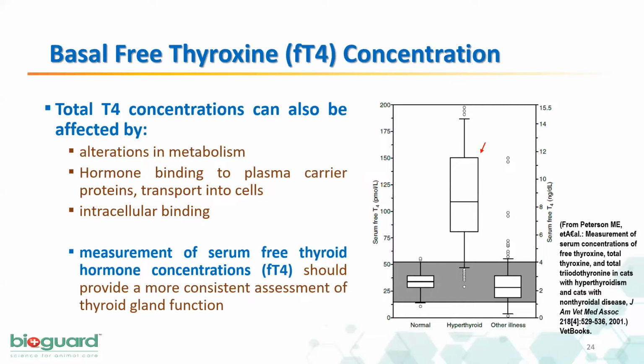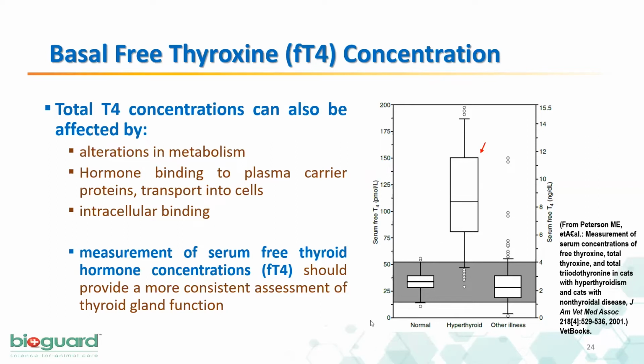First of all, why does free T4 concentration give more relevant results than total T4? Total T4 can be altered because of the metabolic activities in an organism. Usually total T4 is bound to plasma carrier proteins, which transport it between the cells, and it can also bind intracellularly. So measuring free T4 will provide a more consistent indication of high T4 levels.